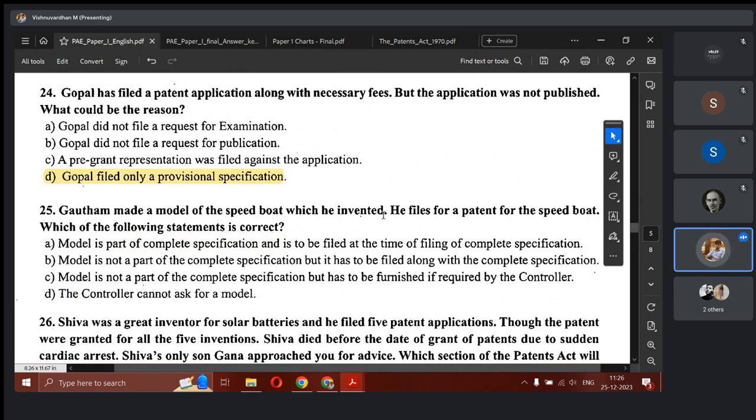I already told you, right? Under section 10, a model is not compulsory, but if the controller needs to understand, then he might request you for a model. So he files for a patent for the speedboat.